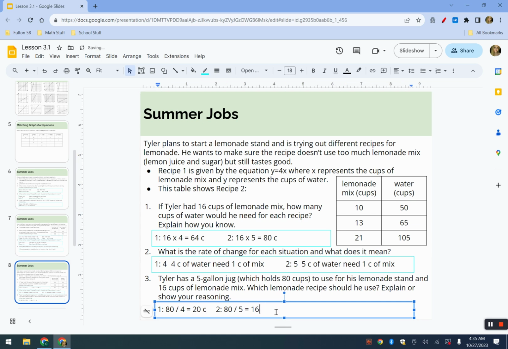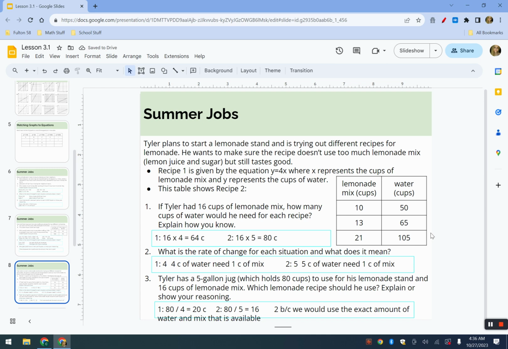It's actually going to be recipe number 2, because we would use the exact amount of water and mix that is available.